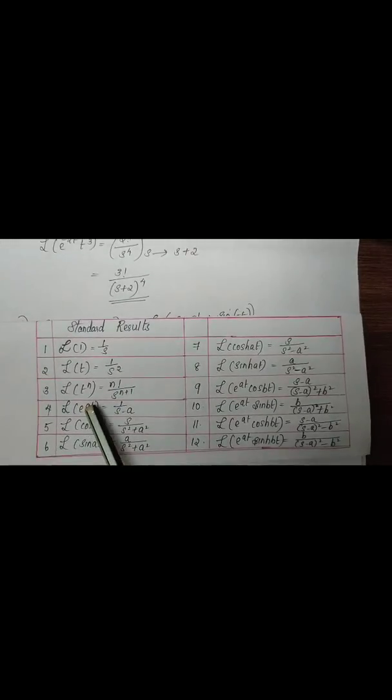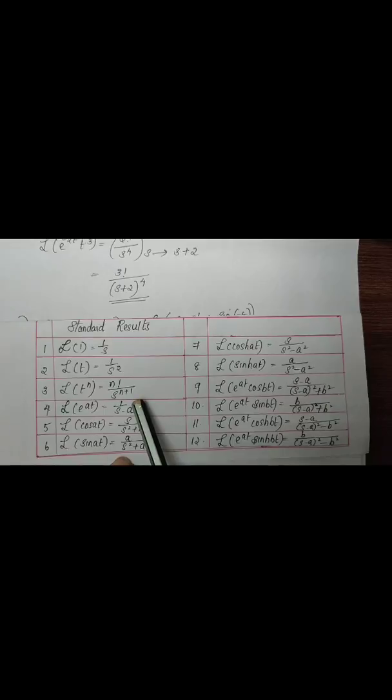Then next problem, find the Laplace transform of t cube into e raised to minus 2t. This is by using the first shifting theorem. For this, first we have to find the Laplace transform of t cube, which is equal to 3 factorial by s raised to 4, by using the result, Laplace transform of t raised to n is equal to n factorial by s raised to n plus 1.